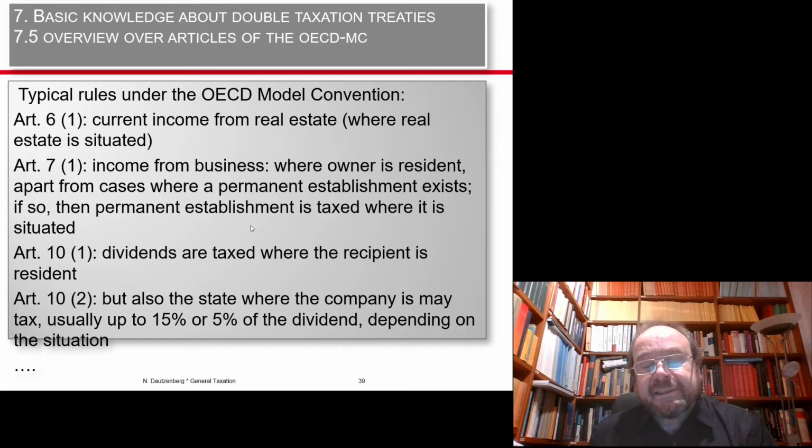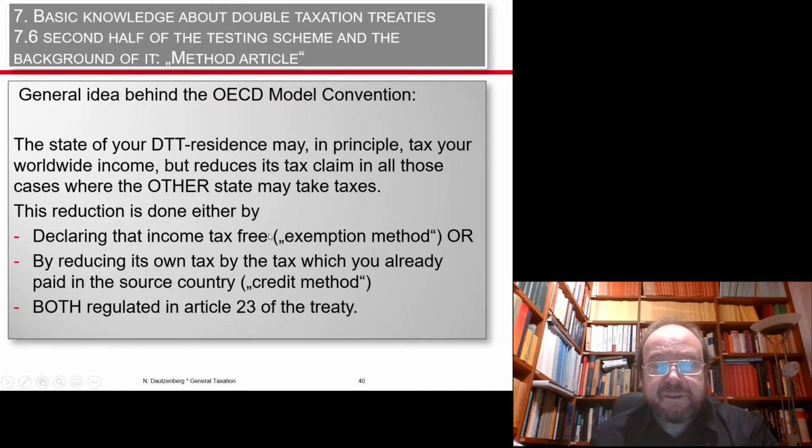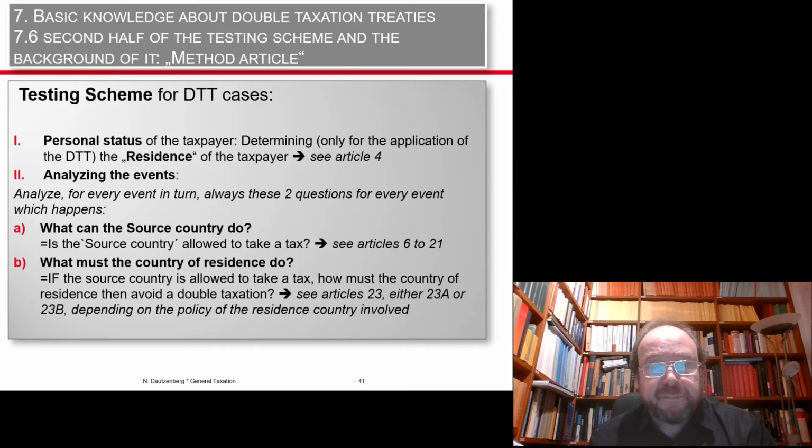Article 10: dividends can be taxed in the state where they come from up to 15 or 5%, and the state of residence then credits, and so on. That would be an endless repetition, and so one decided, as these two lines are always the same, to outsource them to a separate article at the end, Article 23.